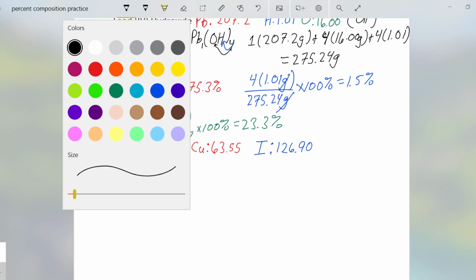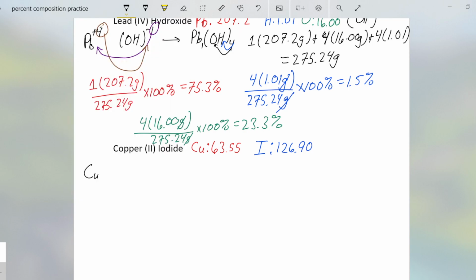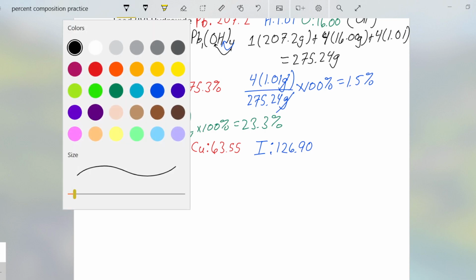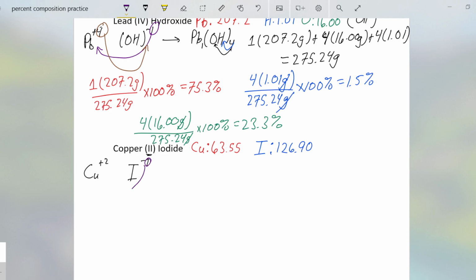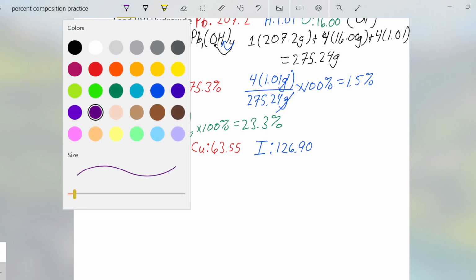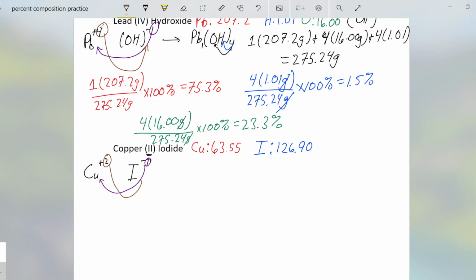So copper, Cu, has a positive 2 charge, plus 2. Iodine, it has a negative 1 charge. And we know this because it's in the halogen section right next to our noble gases. We said the fluorine, chlorine, bromine, and iodine all have a -1 charge. And then we do our crisscrossing thing. So I take my 1 and it goes to my copper. I take my 2 from the copper and it goes down as a subscript for the iodine. And I now know that my chemical formula for this copper 2 iodide is CuI2.